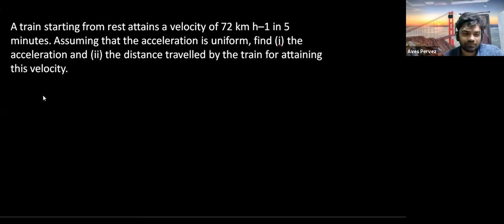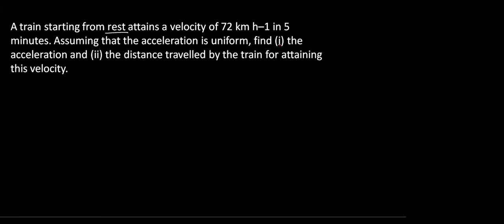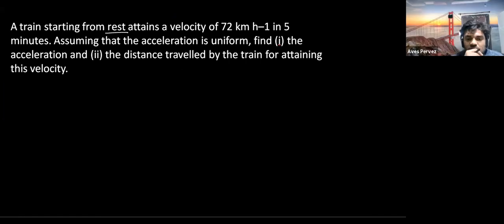Okay, here's a question. A train starting from rest attains a velocity of 72 km per hour in 5 minutes. Whenever it says "from rest", what does it indicate? What is it indicating when an object is said to be at rest? So the initial velocity is 0. Yes, initial velocity is 0.